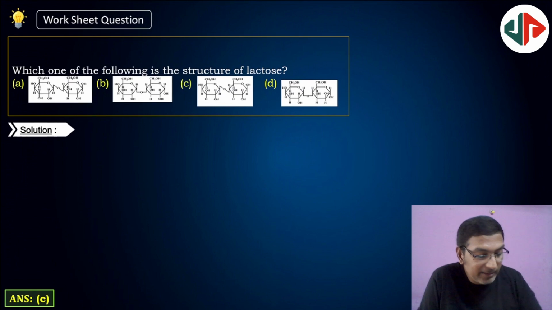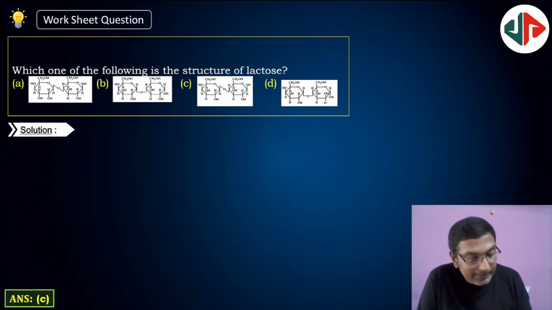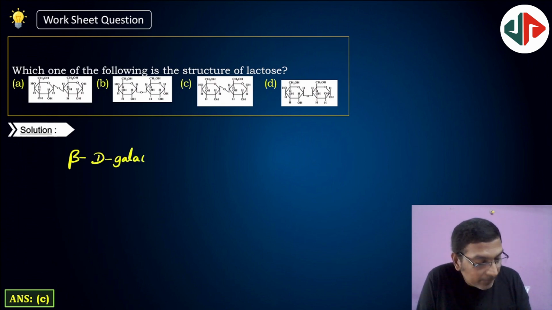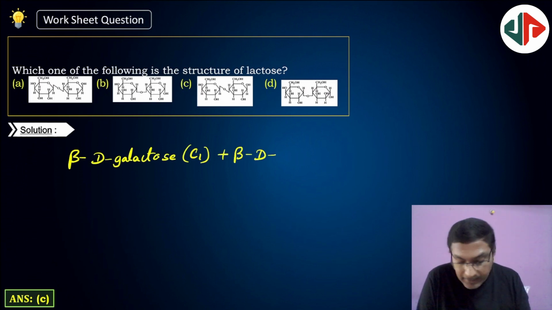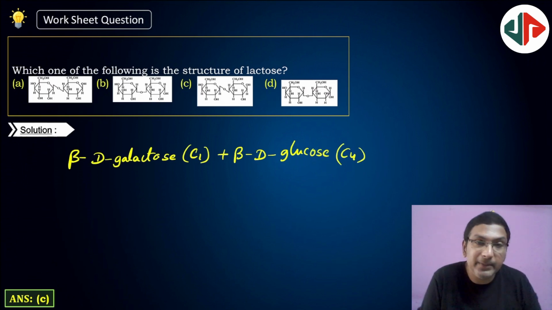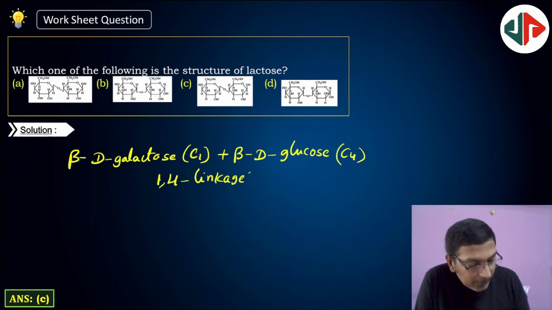So which of the following is structure of lactose? You know, lactose is beta D galactose and beta D glucose, which is C1 attached to C4. Linkage between C1 and C4. C1 of galactose attaches to C4 of glucose. 1,4 linkage, which is glycosidic linkage. Option C. Next.